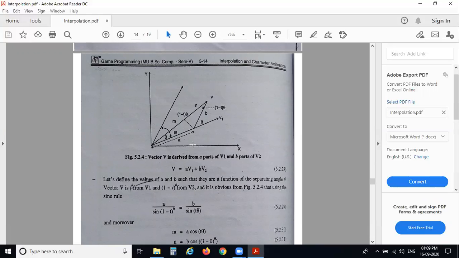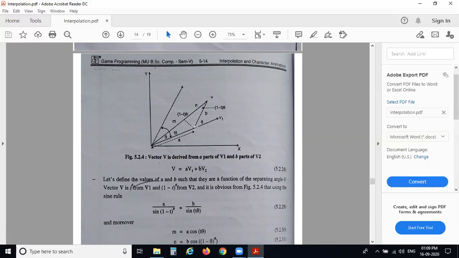Here this is the length from the origin of the particular vector. So let's define the values of a and b such that they are a function of the separating angle theta. So the vector is t raised to theta from v1 and 1 minus t raised to theta from v2.